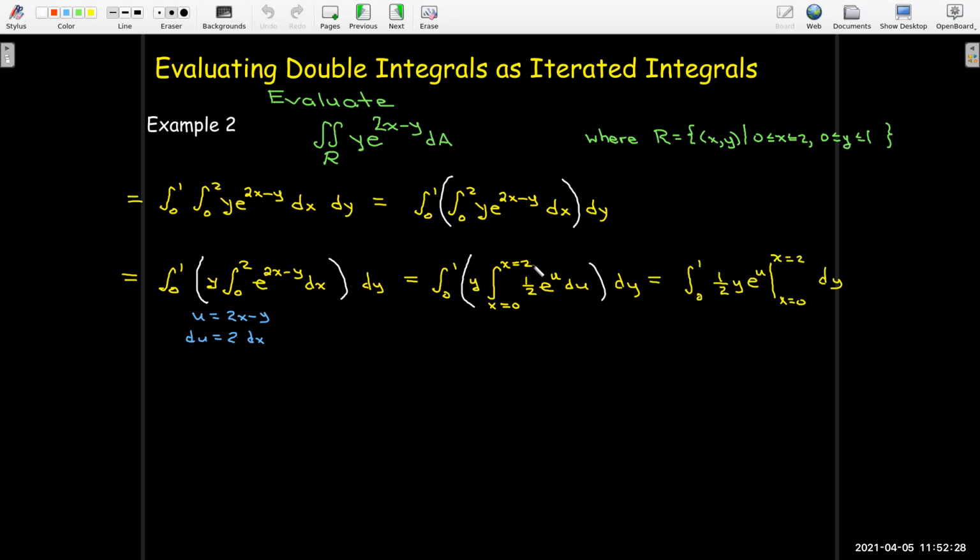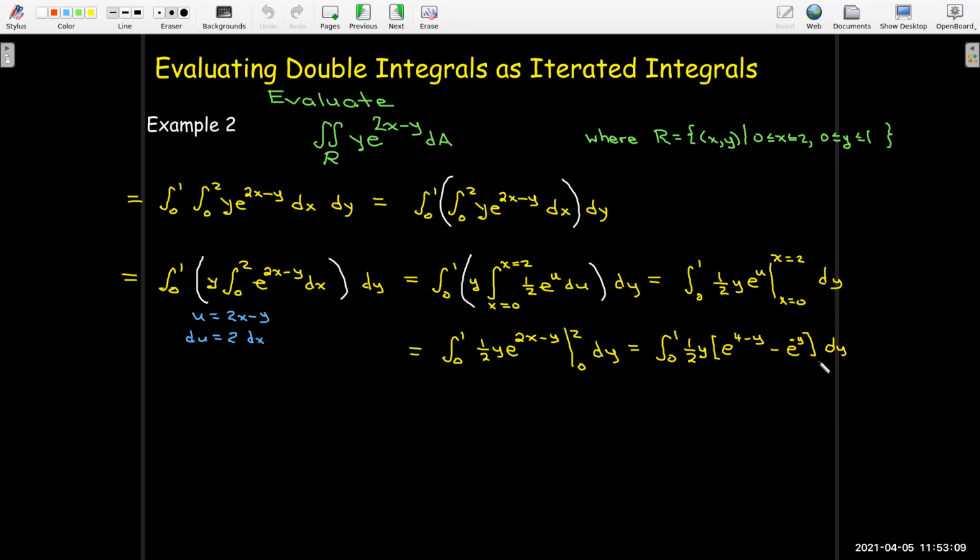So the antiderivative of e to the u is just e to the u. I still have now the 1/2 y, and I'm going to evaluate that between x equals 0 and x equals 2. Well, before I do that, I better replace the u with the original value, 2x minus y. Then perform the evaluation. So when I put in 2 in the place of x, I'll get e to the 4 minus y. When I put 0 in the place of x, I'll just get e to the negative y power.